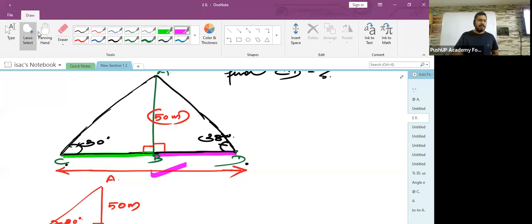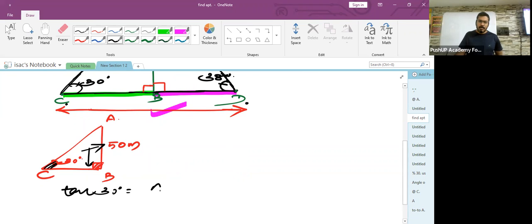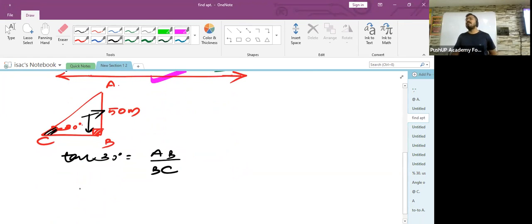Okay, let's start doing it. Anoki, with reference to this angle 30 degree, what is AB? Opposite. What is BC? Base. So which function? Tan with reference to 30 degree is equal to the opposite side AB divided by the adjacent side BC, right? So, how much is tan 30? 1 by root 3, very good. 1 by root 3 is equal to AB, which is given to you as 50, divided by BC.